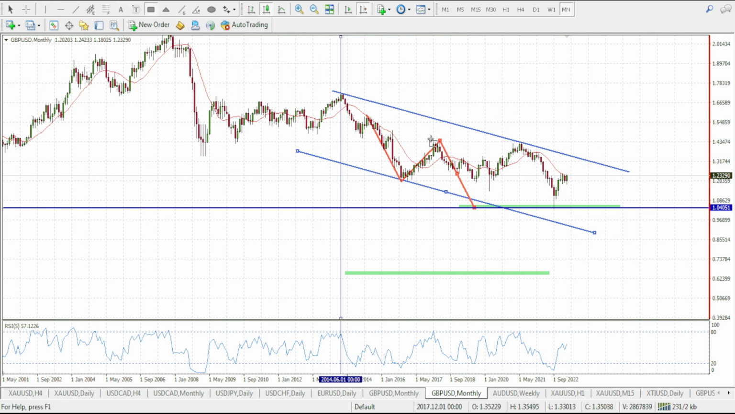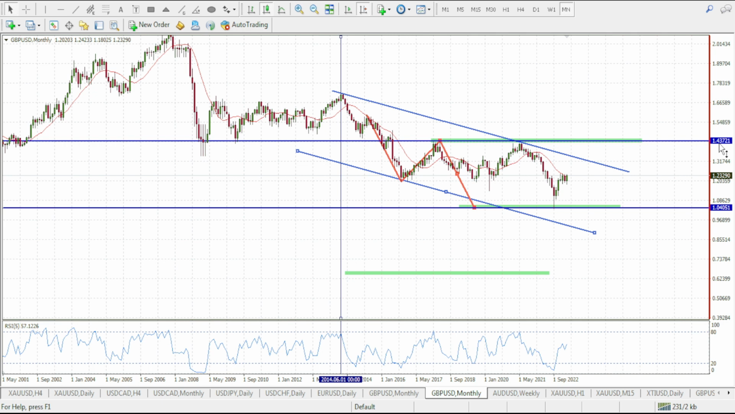And let's have a look at it. And let's add a line right here. 1.43721 is a very key resistance in the future. Remember. I want to tell you the reason why. Just have a look at this and have a look at this.